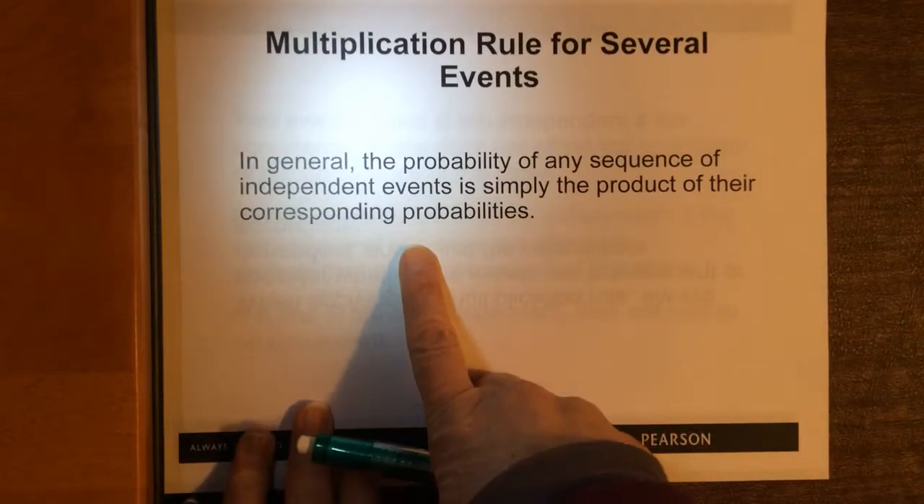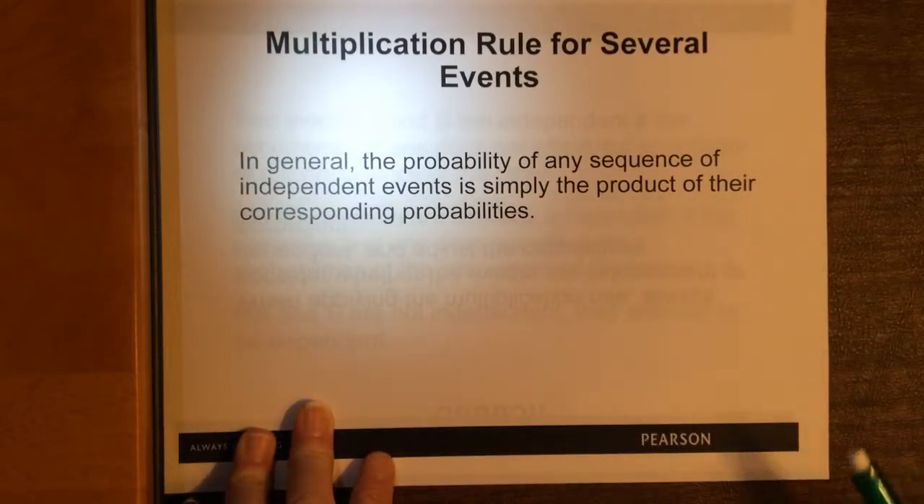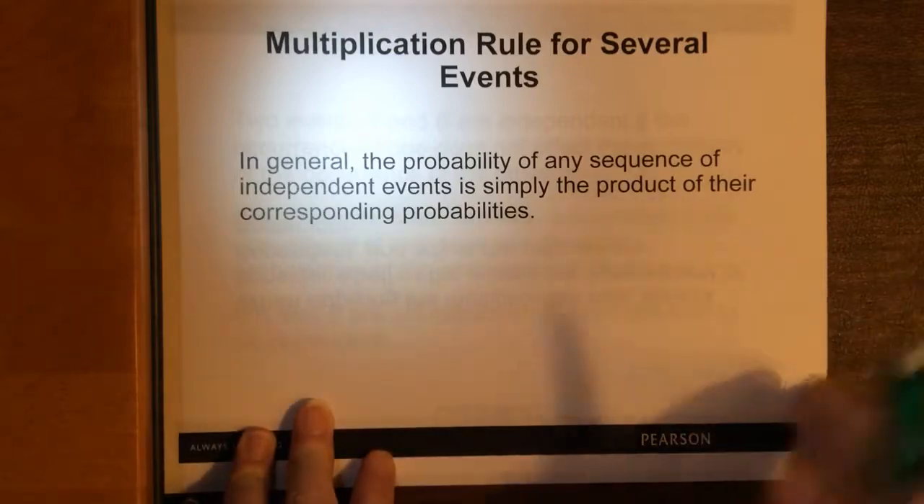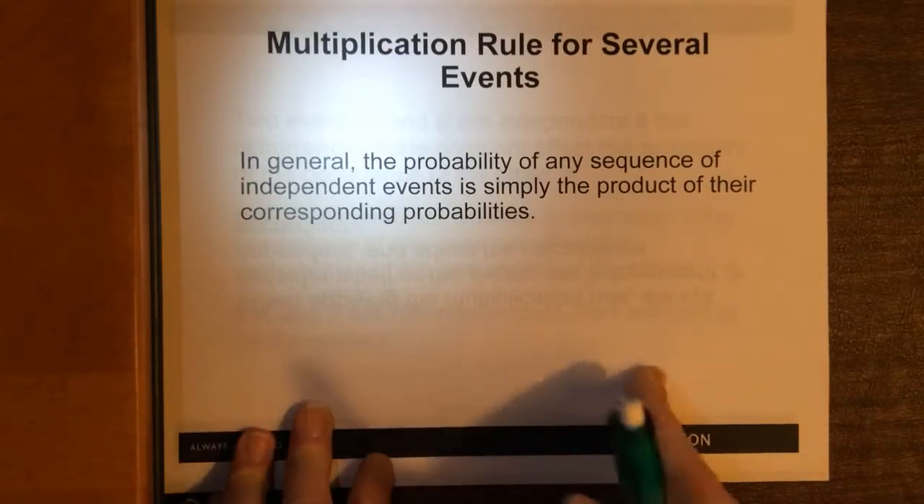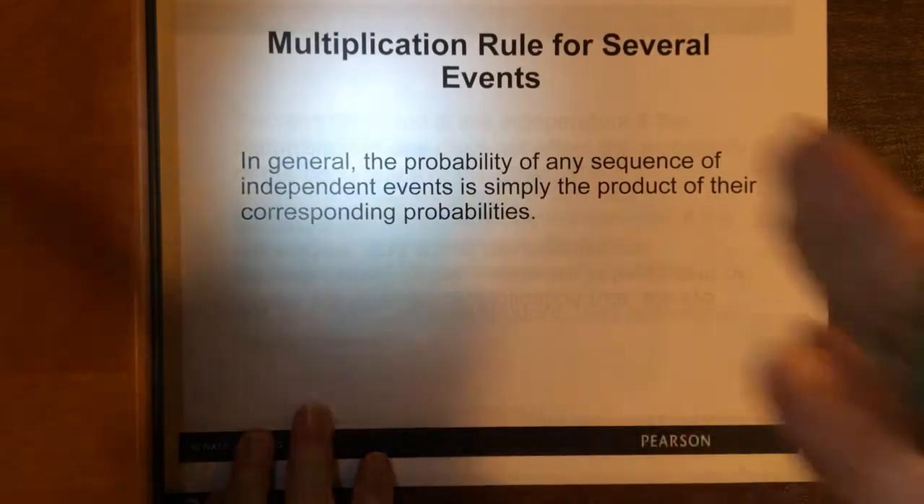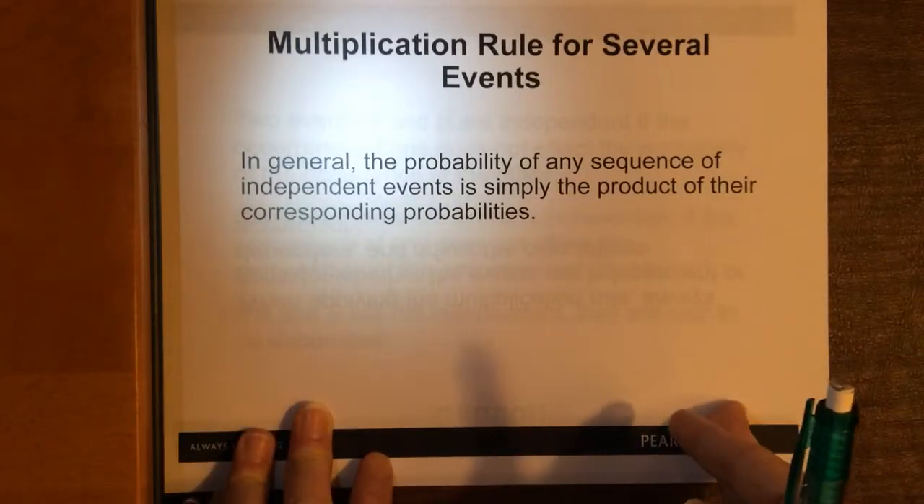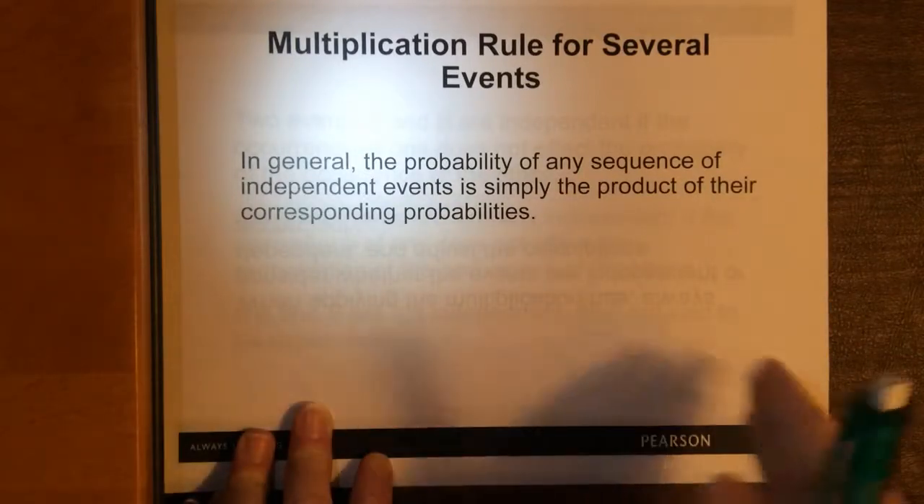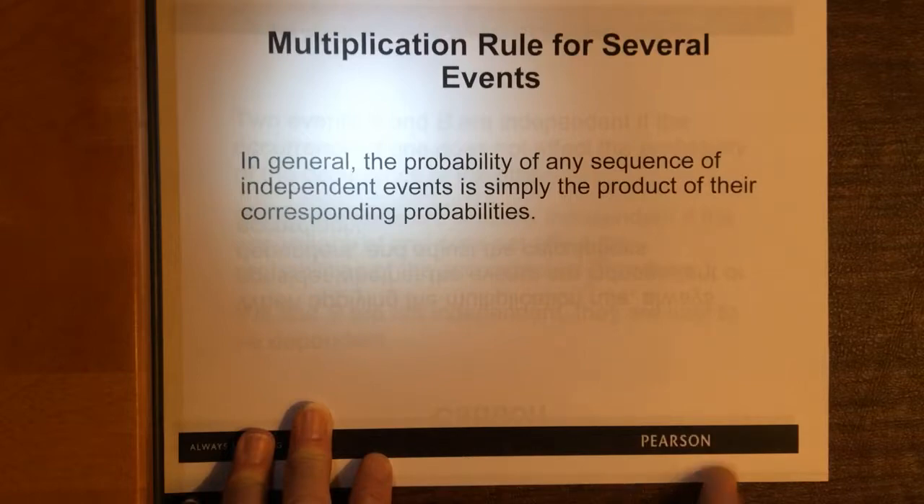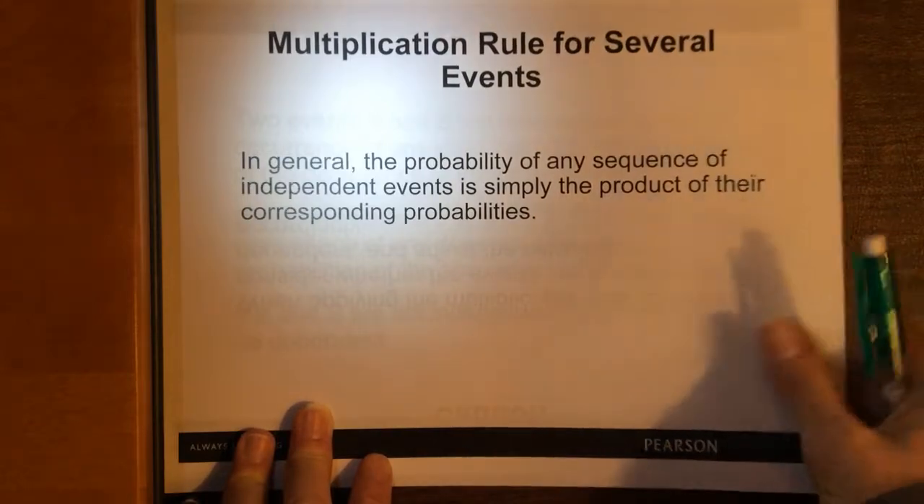And this works for multiple occurrences. So if I want A and B and C to occur, I need to multiply on their probabilities, always considering as I go through event to event to event whether my probability is changing or not based on what happened before.